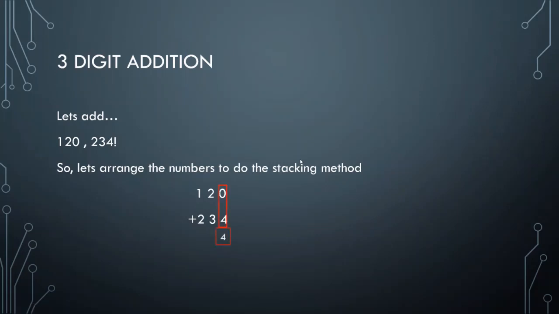So we do the rightmost column, which is 0 and 4, which gives us the sum 4, and we write it under and move on to the second column, which has 2 and 3, which gives us the sum 5. We write that under and move on to the last column, which has 1 and 2, which gives us the sum of 3. We write that under, and the number we are left with is the sum. So I can conclude that the sum here is 354.